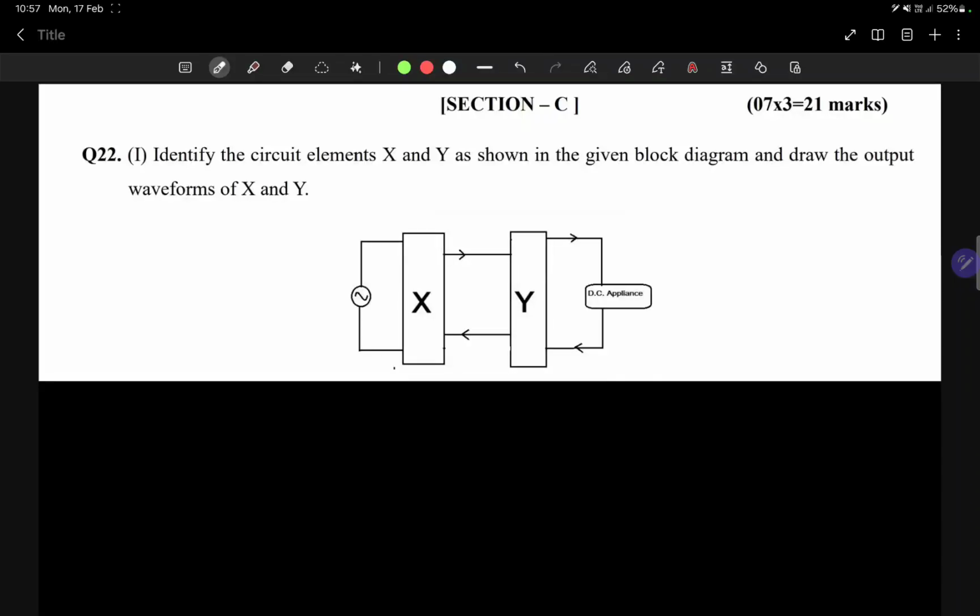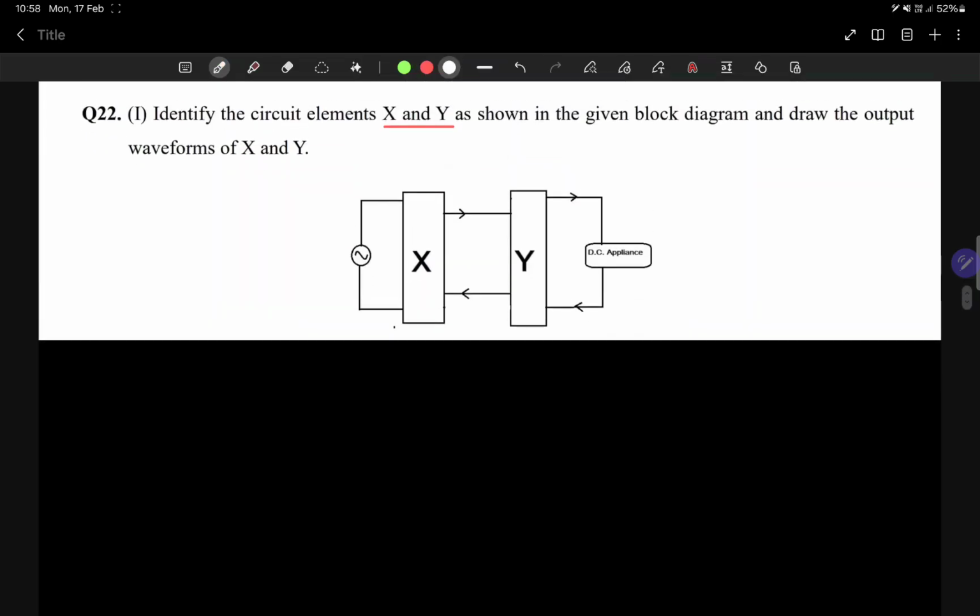So here is our question number 22 that is available in section C. It's the first question of section C and it is written: identify the circuit elements X and Y as shown in the given block diagram, and the diagram is shown in the figure, and draw the output waveforms of X and Y. Okay, so first we have to identify.